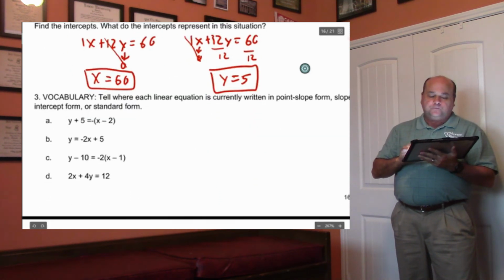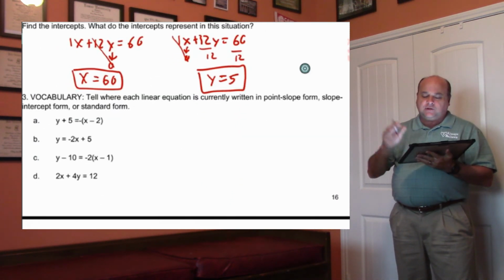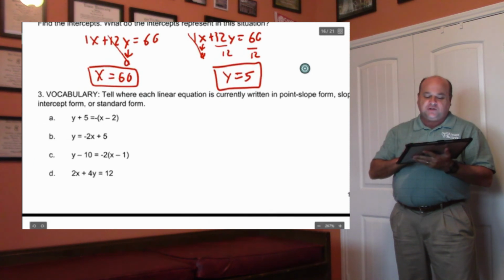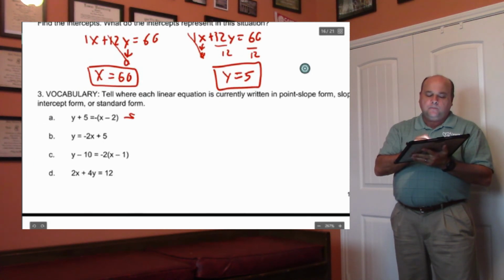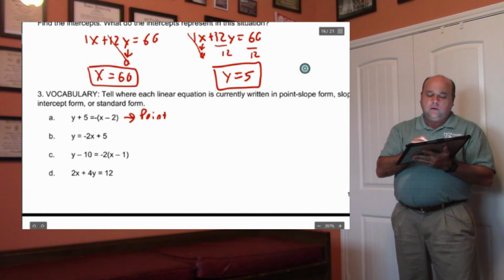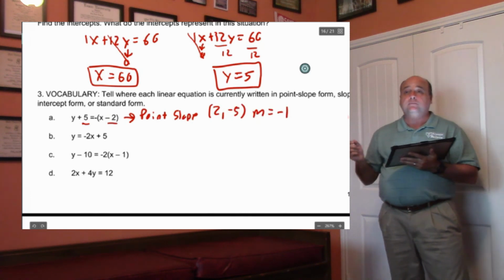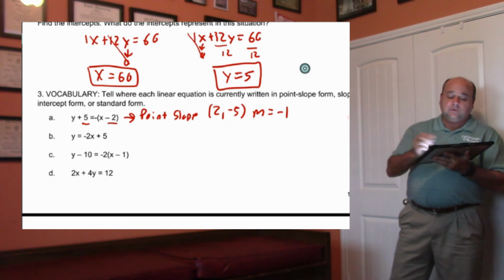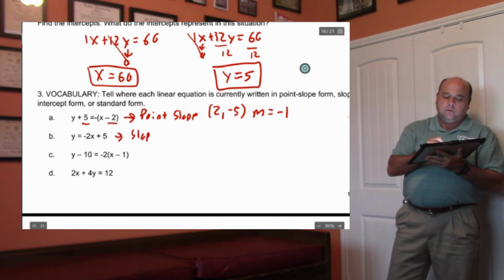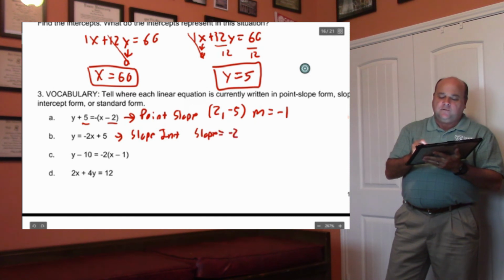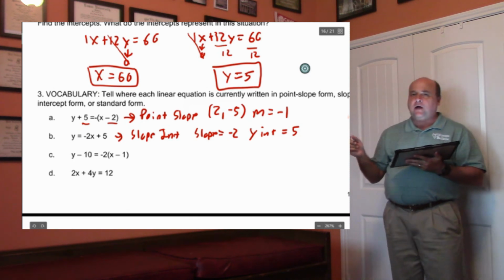And the last one. Tell whether each line is currently written in point-slope, slope-intercept, or standard. Okay, so this one would be point-slope. And our point would be 2, negative 5, and the slope would be negative 1, wouldn't it? Make sure you can identify those. This is slope-intercept. The slope equals negative 2, and the y-intercept is 5. Make sure you can identify all this.